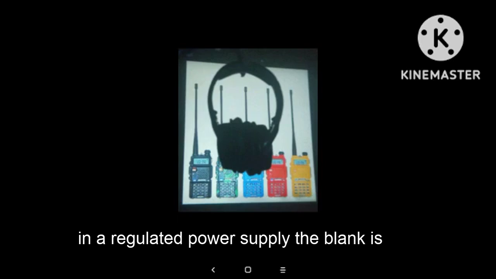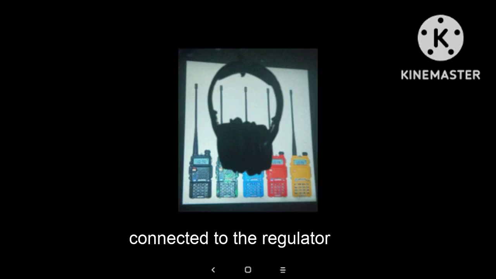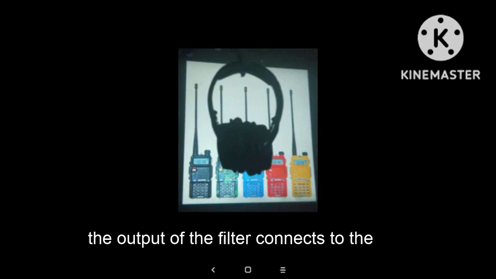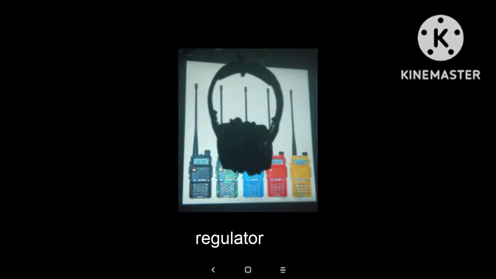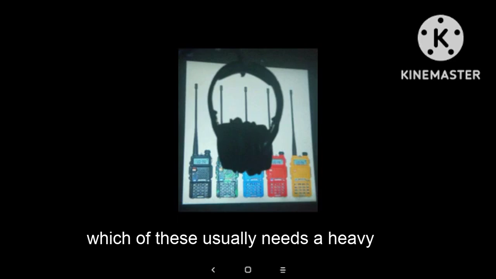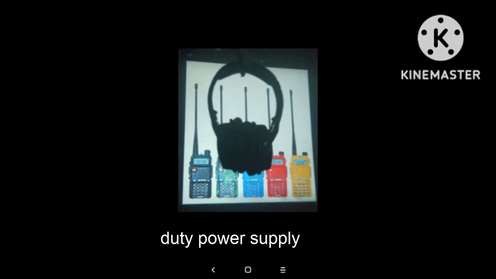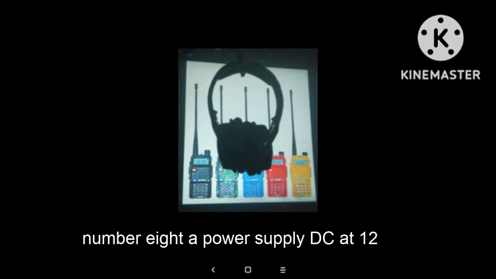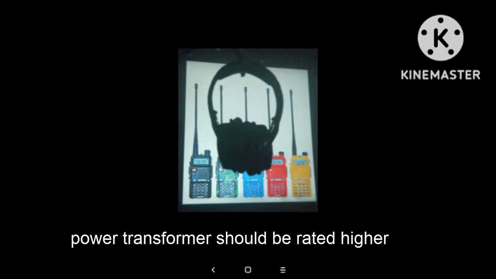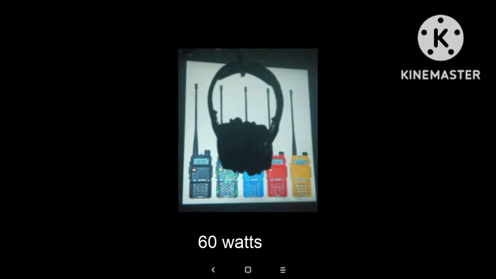Number 4. In a regulated power supply, the blank is connected to the regulator. Output. Number 5. In a regulated power supply, the output of the filter connects to the regulator. In a regulated power supply, the output of the rectifier is connected to the filter. Which of these usually needs a heavy-duty power supply? A transceiver. Number 8. A power supply DC at 12 volts at 5 amps, the power transformer should be rated higher than 60 watts.